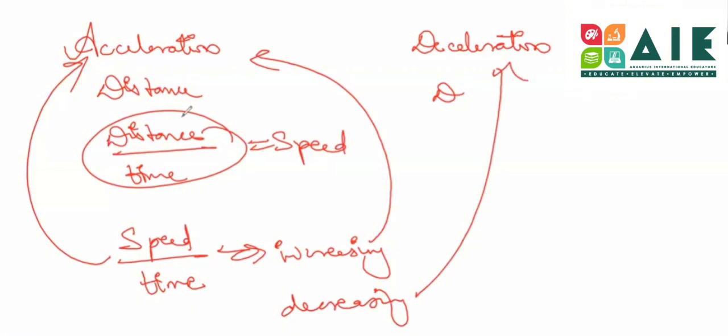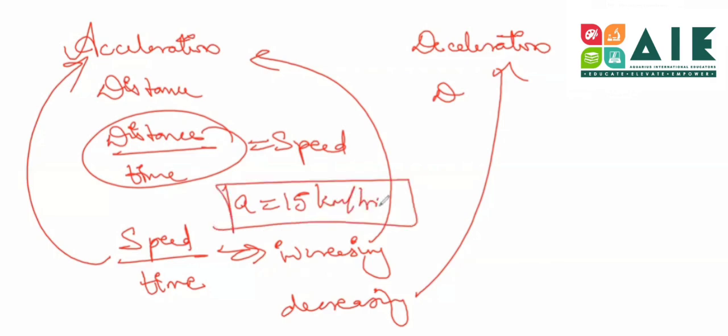Understood? Speed over time when it is increasing: I am increasing my speed when I am going on a highway, so I put my foot over the accelerator. But when I am moving towards a crowded area, let's say a market, I will put my foot over the brake. That will decelerate my speed. How is the acceleration shown? Let's say my speed is 15 kilometer per hour square. Why square? Because speed is there, and time is there, one time, two times. So this is acceleration.